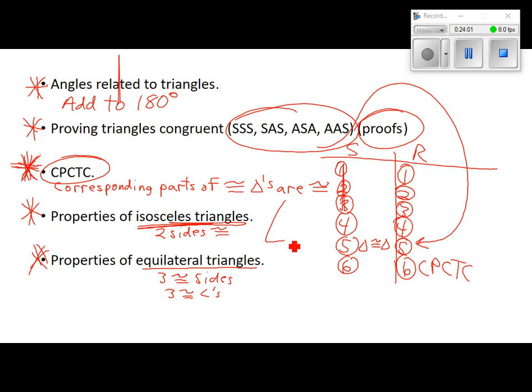So for an isosceles triangle, these two sides are congruent. The main rule about an isosceles triangle, if those two sides are congruent, what else do you know? Base angles down here are congruent to each other. Equilateral triangle, that means all three sides are congruent. What's that tell me about each of the angles? All three are congruent. Give me more. 60? They're all 60 degrees.